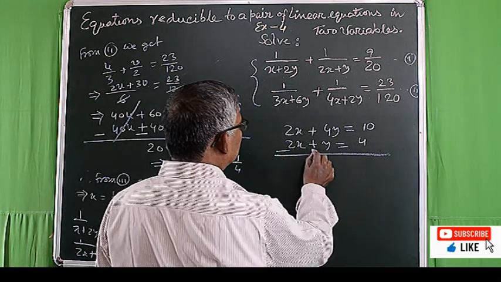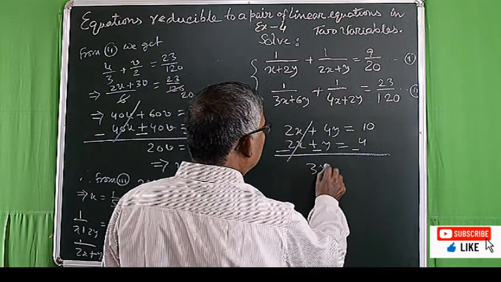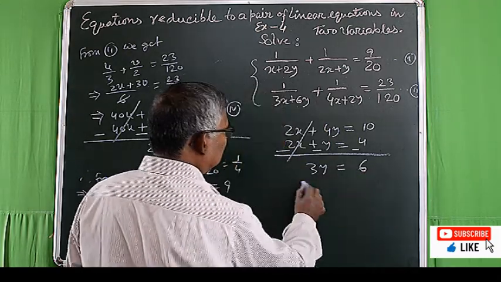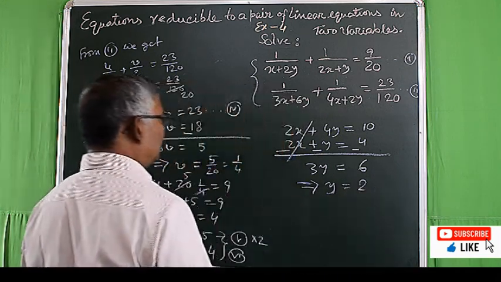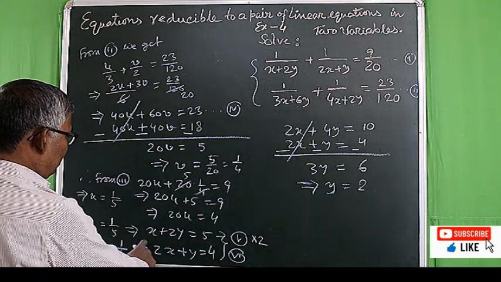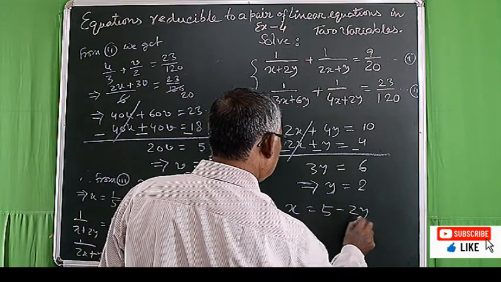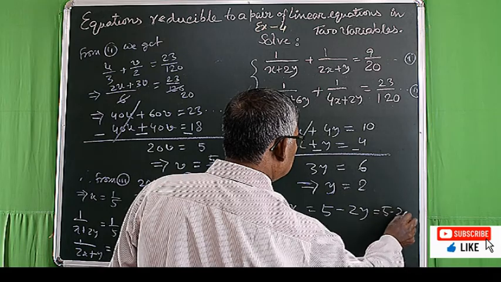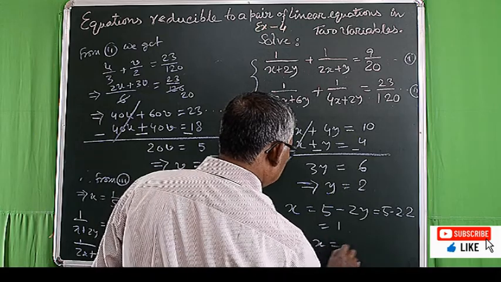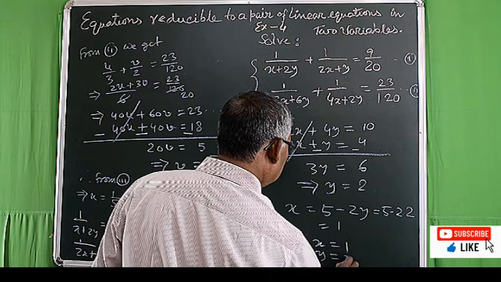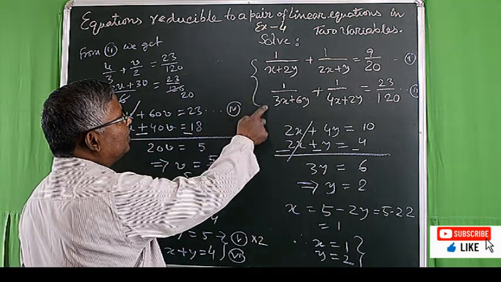So let us subtract these two equations. We get 3y equal to 6. This implies that y equal to 2. Now from equation number 5 we can write x equal to 5 minus 2y, that is 5 minus 2 into 2 equal to 1. Therefore x equal to 1 and y equal to 2, which are the solutions of equations number 1 and 2.